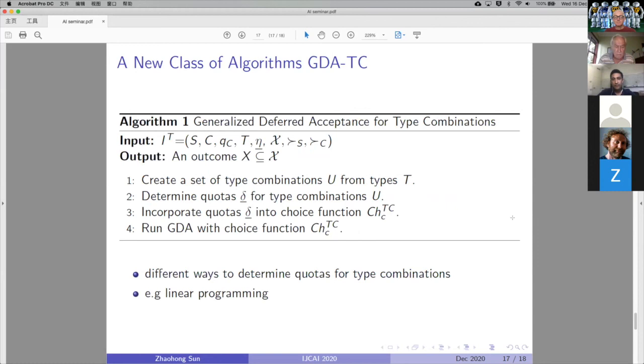Next, let me give a high-level description of our new algorithm, generalized deferred acceptance for type combinations. First, we create a new set of type combinations, and then we set quotas for each type combination, and incorporate these induced quotas into the choice function of schools. Finally, we employ the generalized deferred acceptance algorithm with the choice function of schools to determine the outcome. All these procedures constitute our new class of algorithms, GDATC. Note that there are different ways to establish quotas for type combinations, and each different method specifies one particular algorithm of GDATC. For instance, we can invoke linear programming to divide quotas for types into quotas for type combinations.